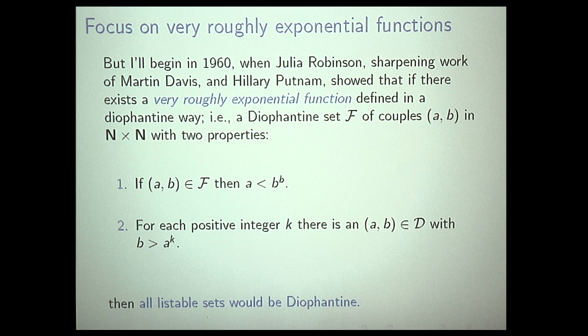You want to have a set of couples AB such that the first entry is in some reasonable way bounded from above by some reasonable function of the second, and the second is bounded from below by some reasonable function of the first. And that stands for an exponential function, or a very roughly exponential function. And if you could do that, all listable sets would be Diophantine.